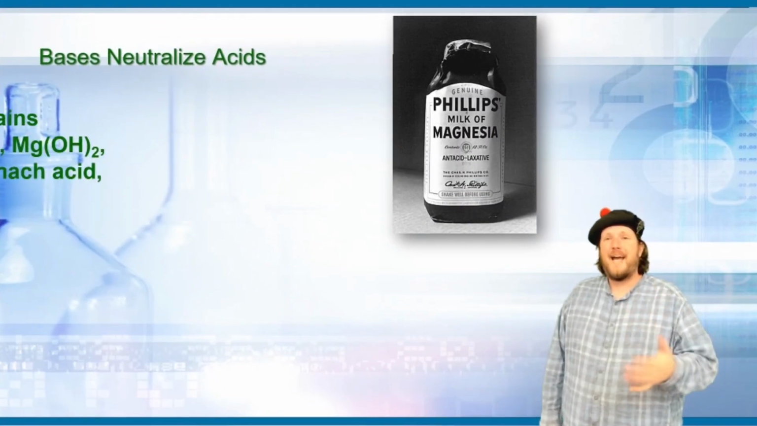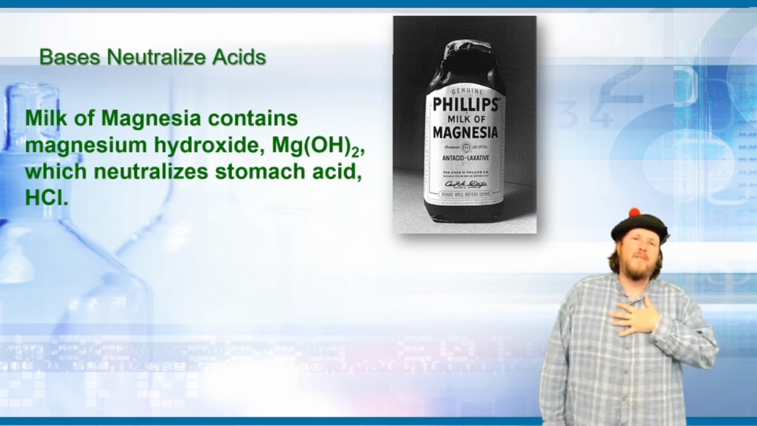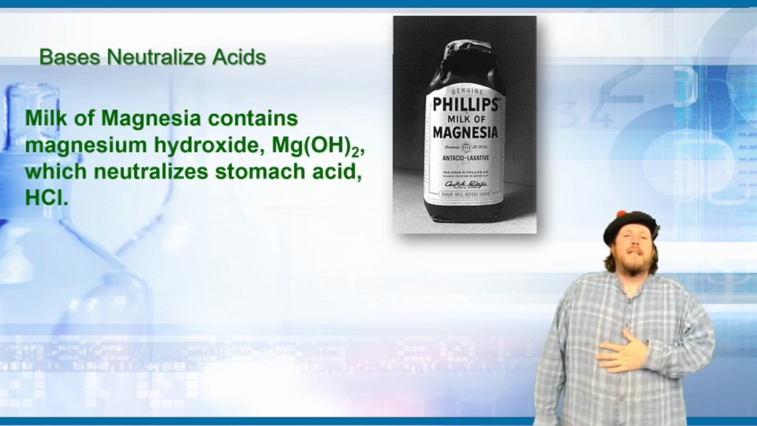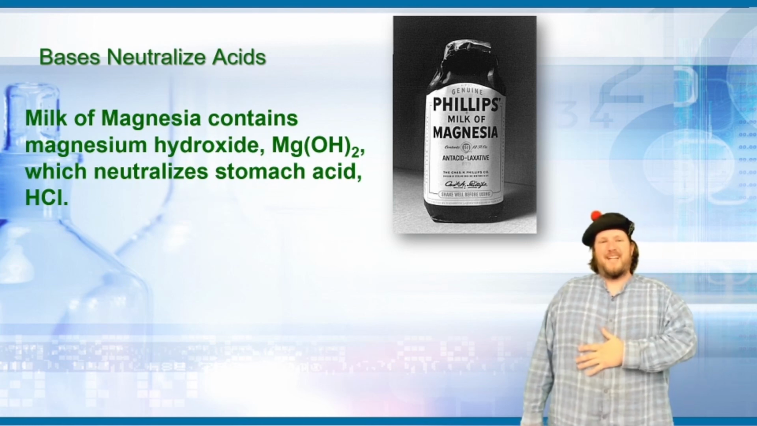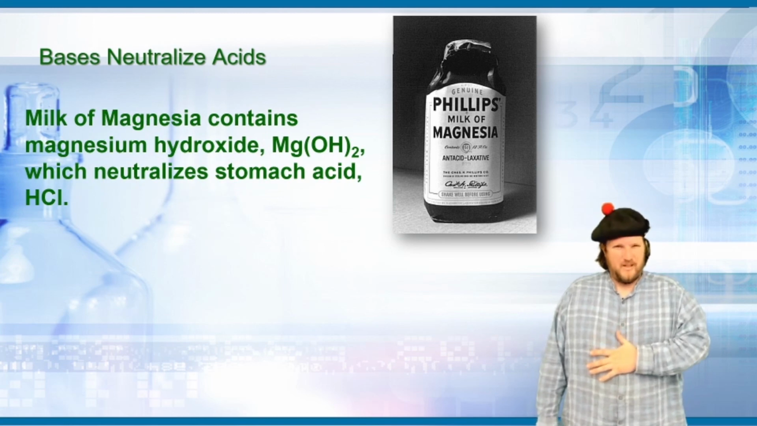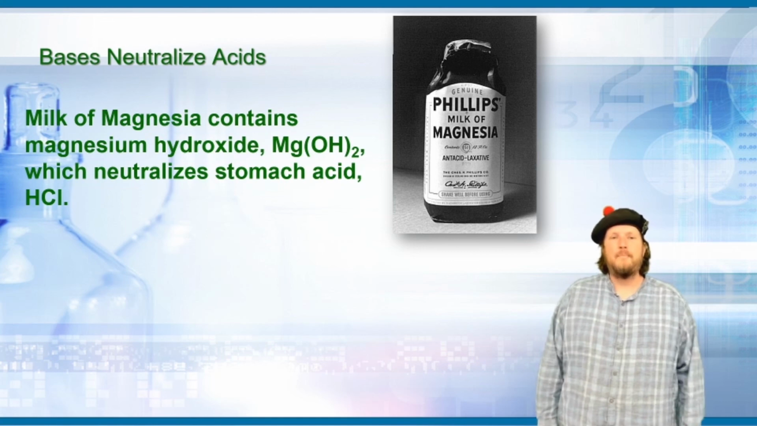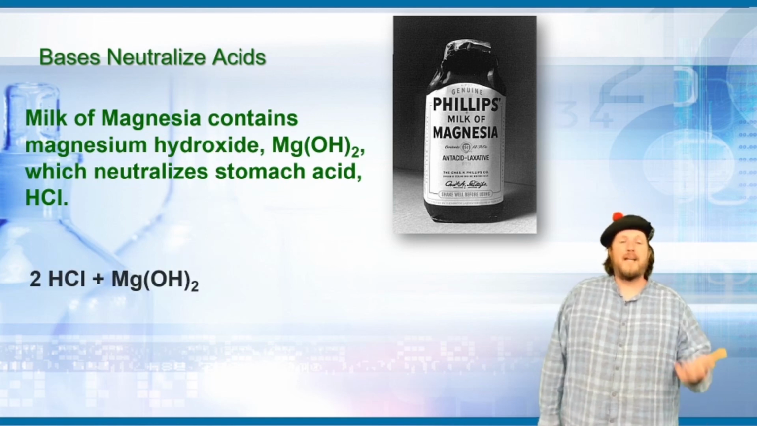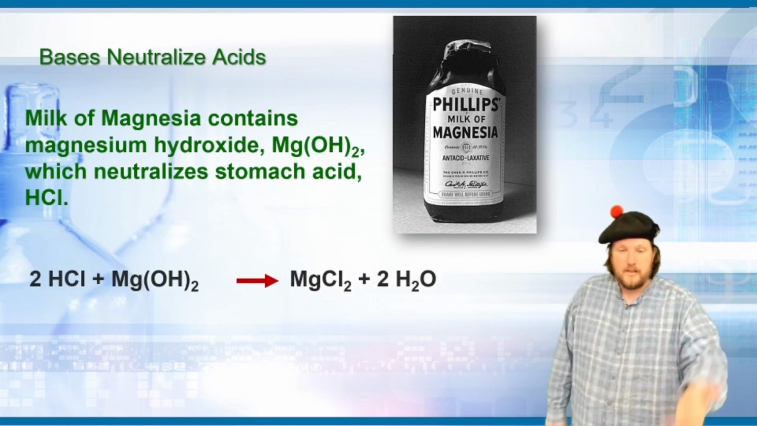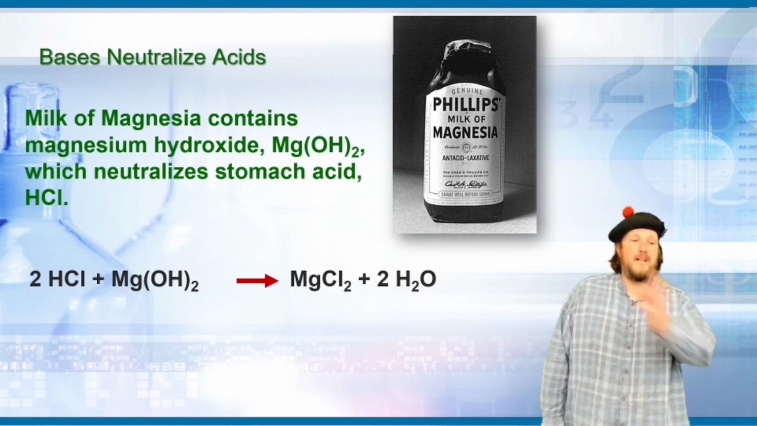Bases neutralize acids. This is why we take things like milk of magnesia. It contains magnesium hydroxide, which neutralizes stomach acid. When you have heartburn or acid reflux, it helps quell the acid. Hydrochloric acid and magnesium hydroxide produce magnesium chloride and water. A salt and water.